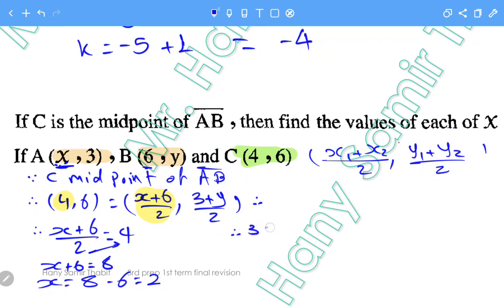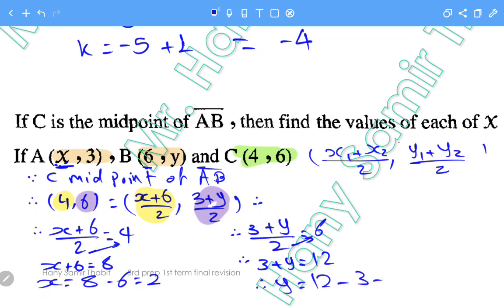Then 3 plus y over 2, the second part equals the second part. That means 3 plus y over 2 equals 6. Multiply 2 times 6, then 3 plus y equals 12, then y equals 12 minus 3 equals 9. So x equals 2 and y equals 9. That's the required.